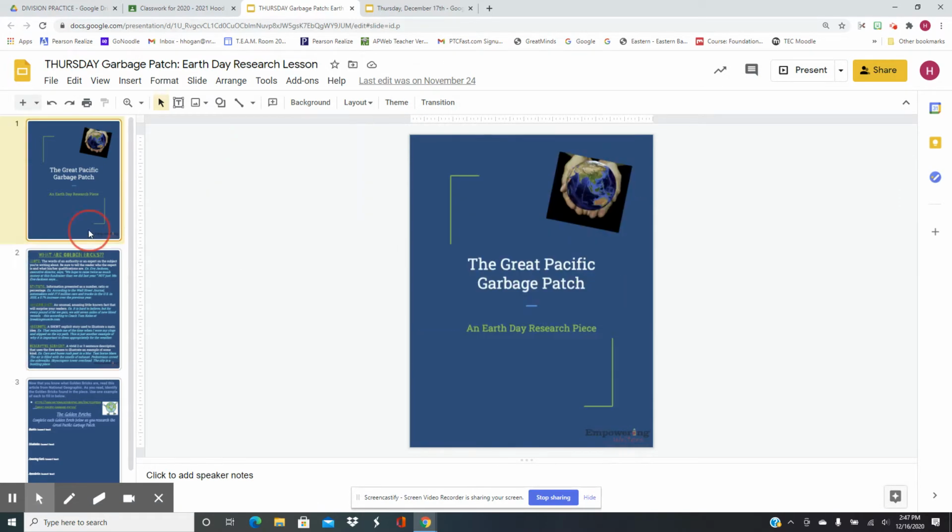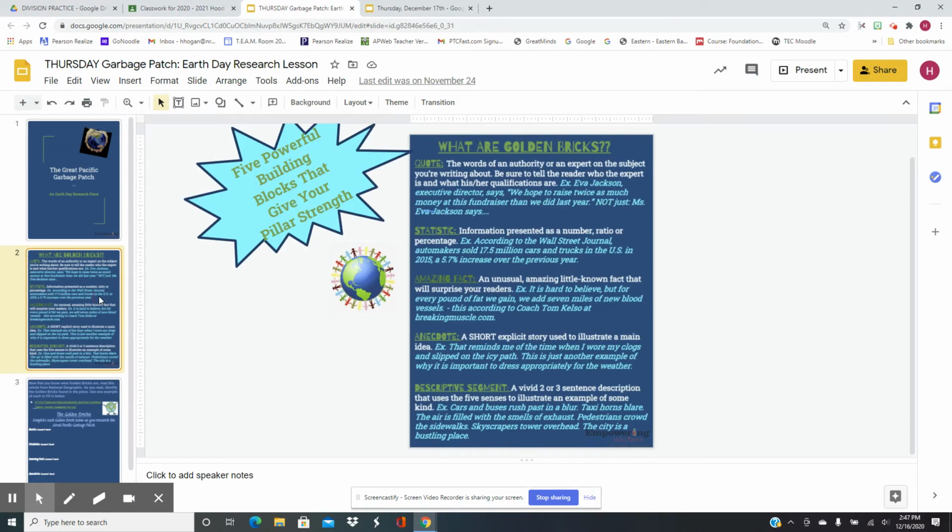So you are going to be working on the golden bricks. We have learned about these 5 golden bricks, like a quote, and they actually give you an example. A statistic, they give you an example. An amazing fact, they give you an example. An anecdote, they give you an example. A descriptive segment, and they give you an example.